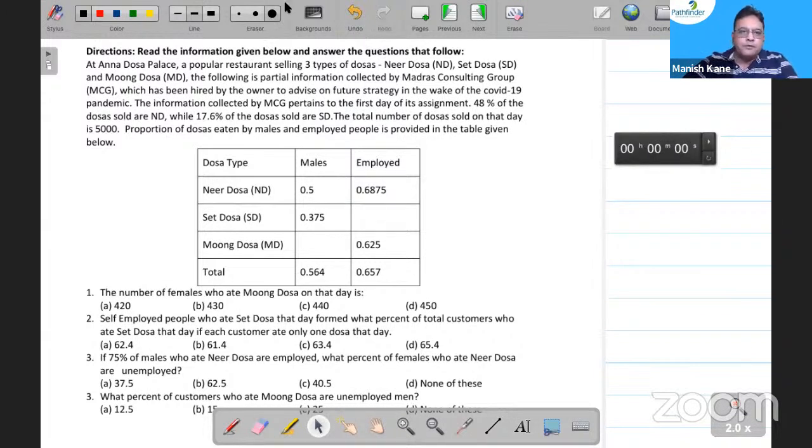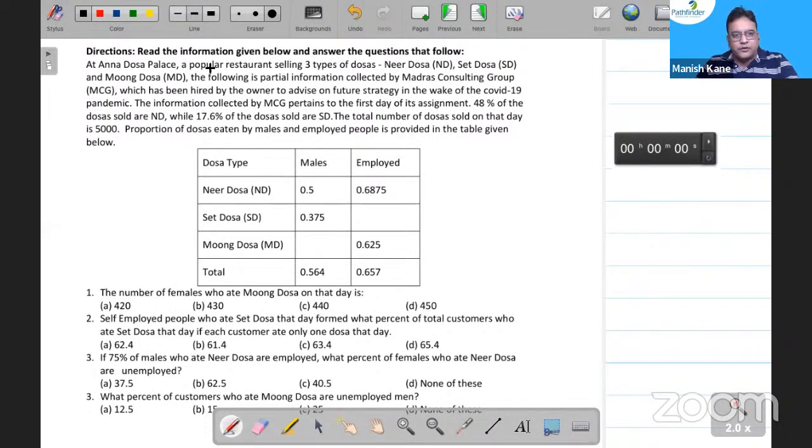Okay, time is up. So how many of you were able to solve this question? Anyone? Anyone who was able to solve this question? None of you? Okay. So the question is not difficult really, just that you had to have a sense of what this data is trying to present.